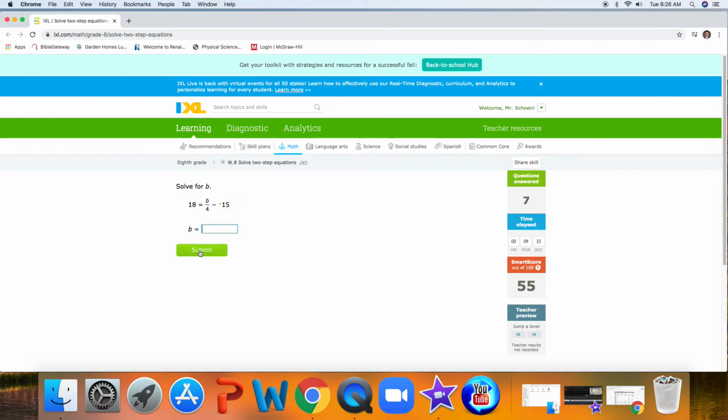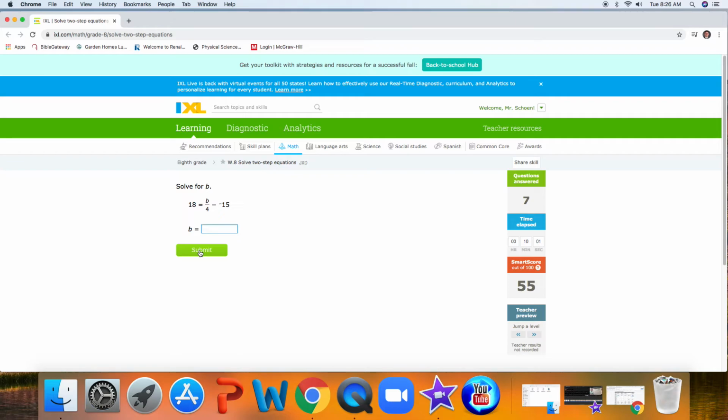Here's another fraction problem. 18 equals b divided by 4 minus negative 15. Now it says I have a minus negative, which I can think about as a positive if I have those two values there. So I'm going to turn that into a positive number, and I'm going to subtract 15 from both sides. If I subtract 15, I have positive 3 equals b divided by 4. I multiply on both sides by 4.